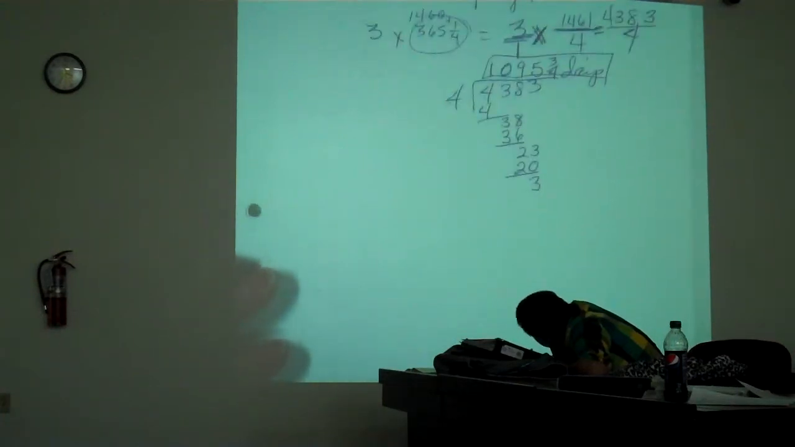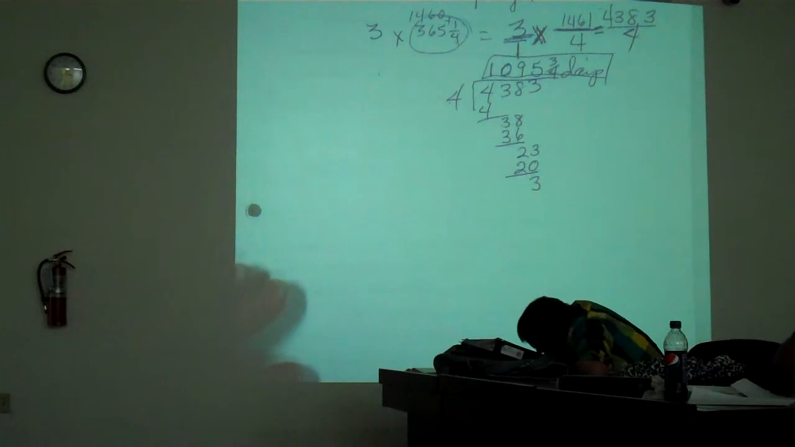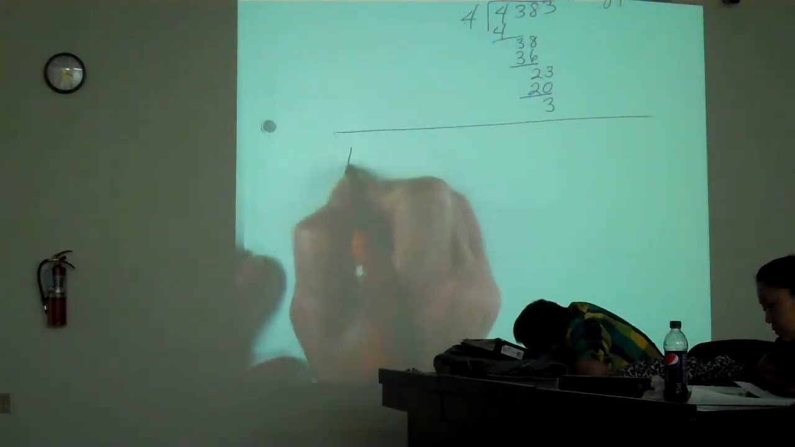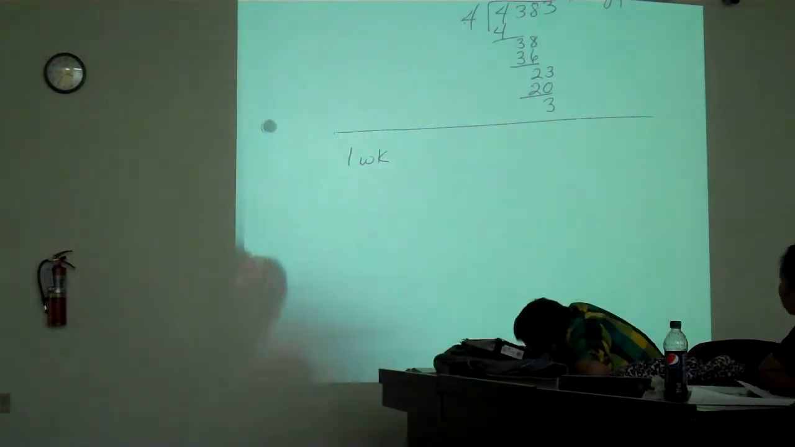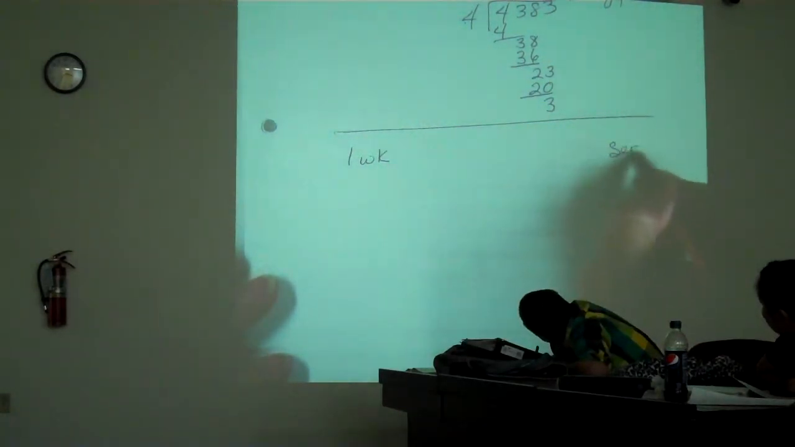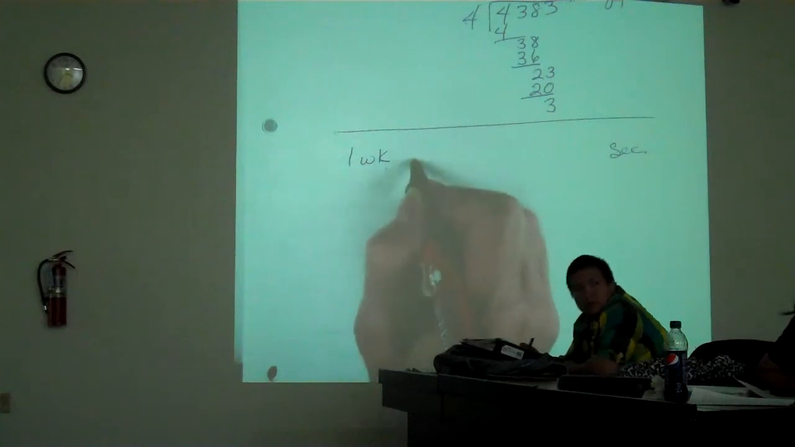Okay, let's do some seconds and see how many seconds are in a week. That's going to take a few conversions. Let's say 1 week, we want to go to seconds. We aren't going to go straight to seconds, are we? We want to know how many seconds, so eventually we're going to get to seconds. What do we know about a week? How many days? 7 days.